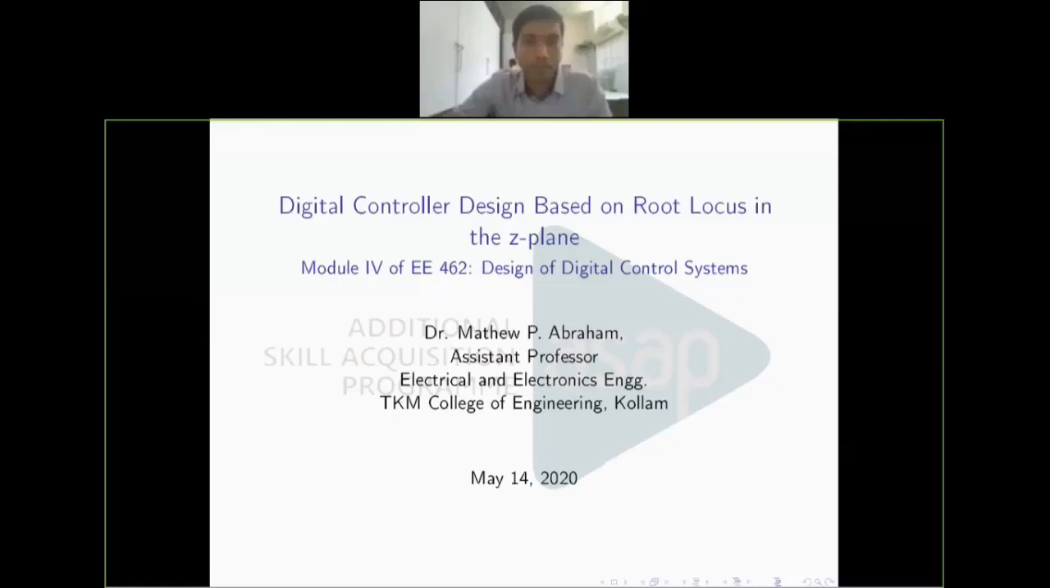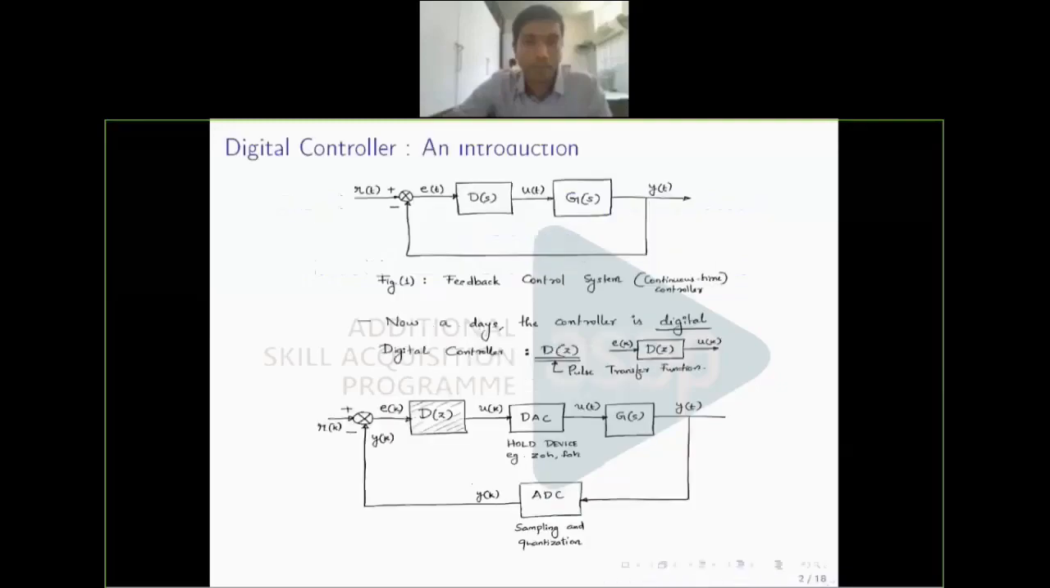So in this session, first I'll introduce the basic concept of a digital controller, how a digital controller is being designed, and what the different approaches are. Then I'll move to the root locus design of a digital controller in the Z plane. Okay, so now I'm on the second slide: digital controller, an introduction.